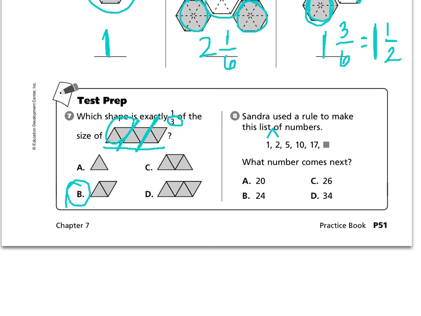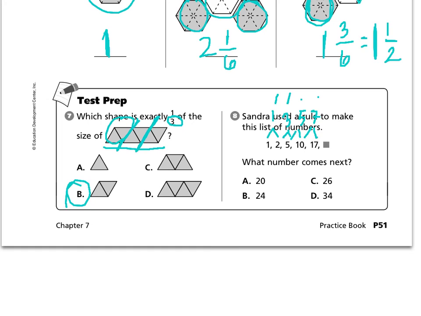Between 1 and 2 is 1. Between 2 and 5 is going to be 3. Between 5 and 10 is going to be 5. Between 10 and 17 is going to be 7. If I look here, I'm counting up with odd numbers.